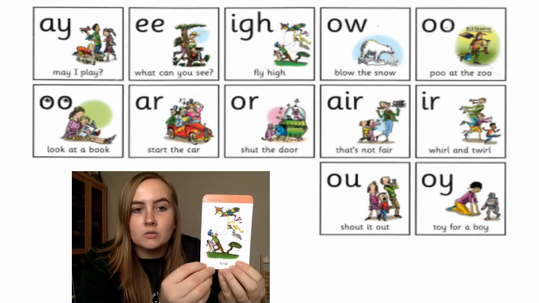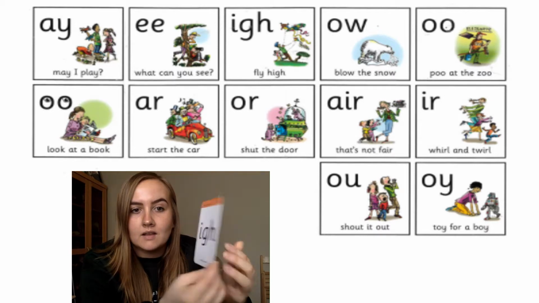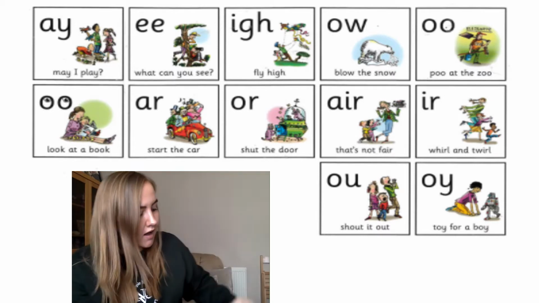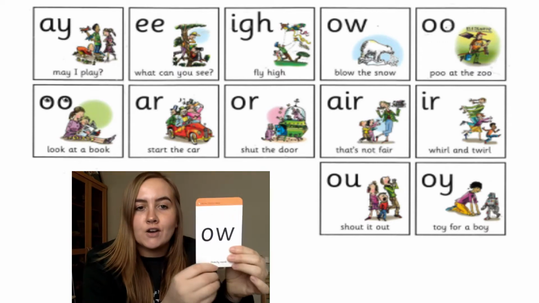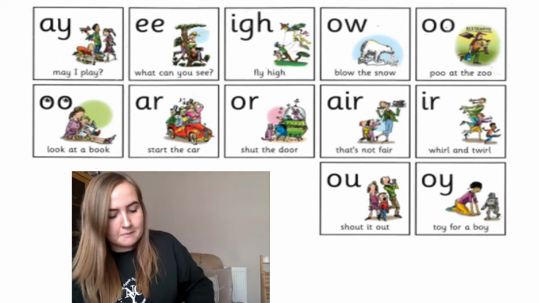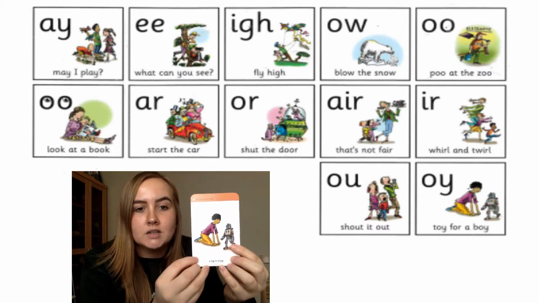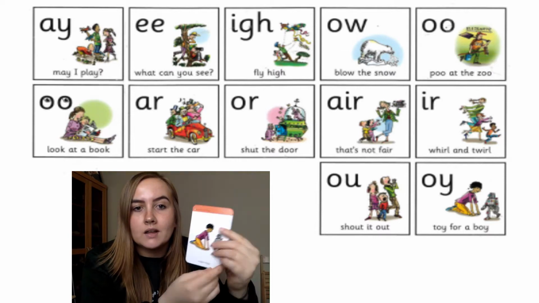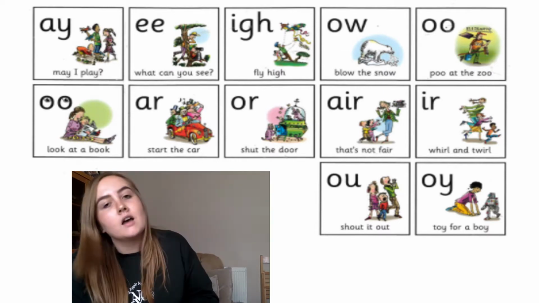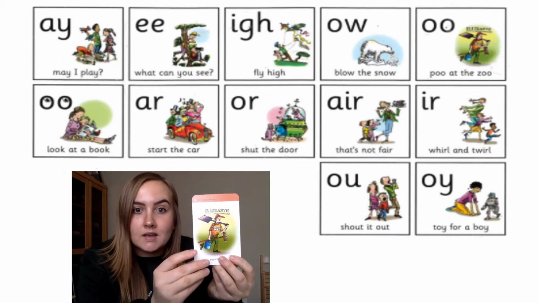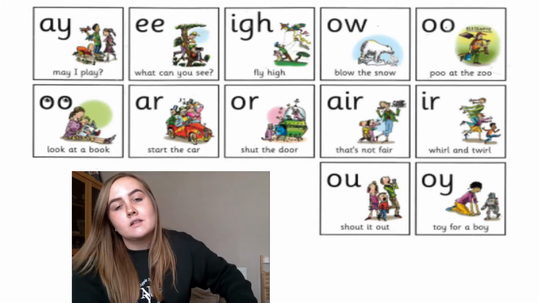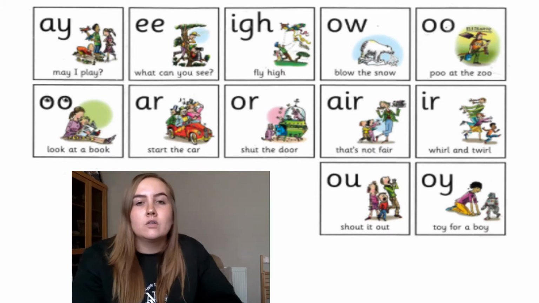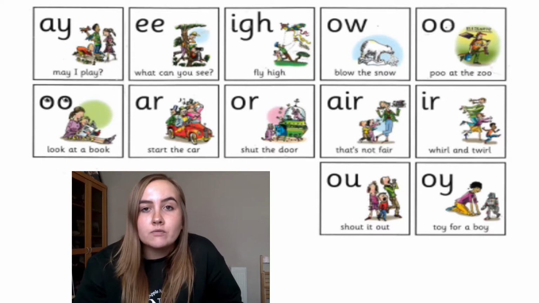What about this picture? What sound do we say with this? This is I fly high. Well done. The next picture is blow the snow. Amazing. Okay, the next picture is oi, toy for a boy. And then the last picture is poo at the zoo. Amazing, well done. So well done on recapping over our Set 2 sounds. Make sure you practice them every day and then you can practice writing them down.